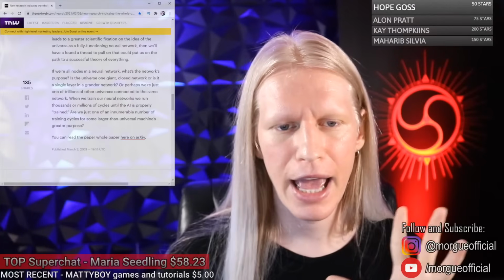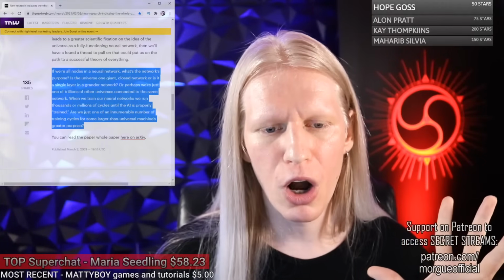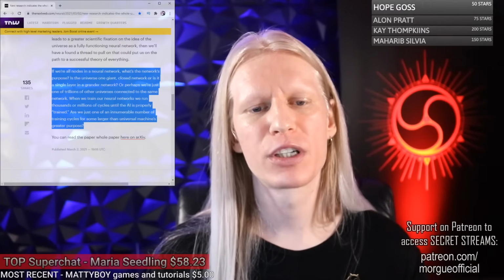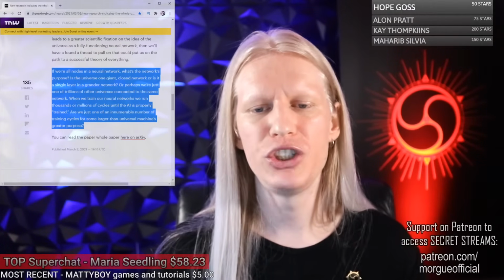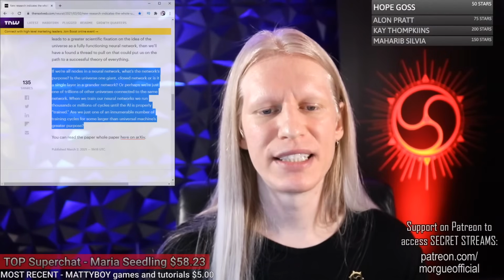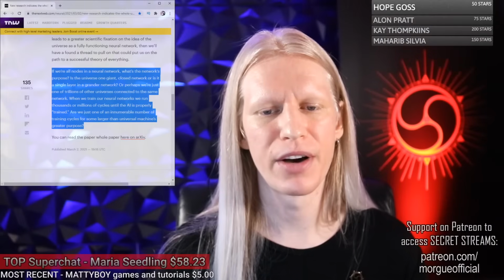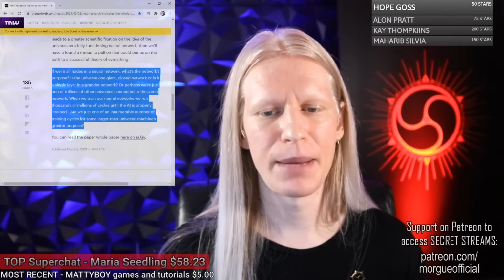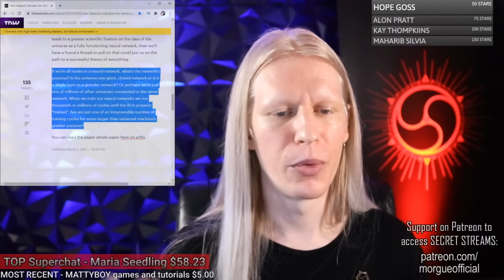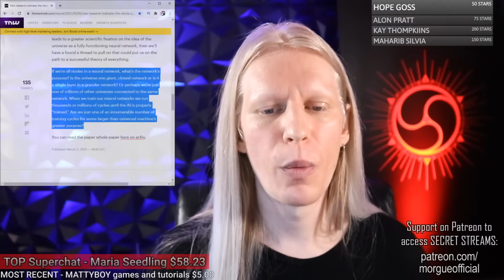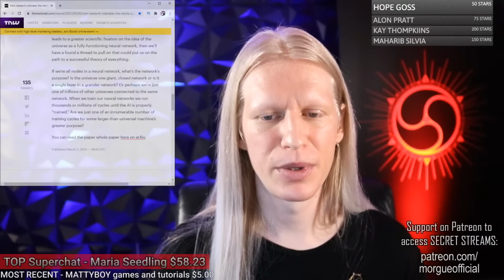Moving on to this next question here. If we're all nodes in a neural network, what's the network's purpose? Is the universe one giant closed network, or is it a single layer in a grander network? Or perhaps we're just one of trillions of other universes connected to the same network. Now that part is not true. There's only one over universe. While we train our neural networks, we run thousands of millions of cycles.